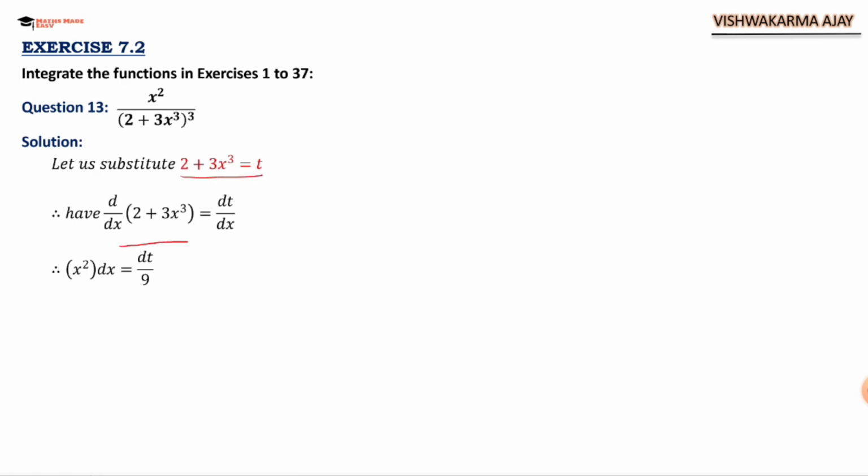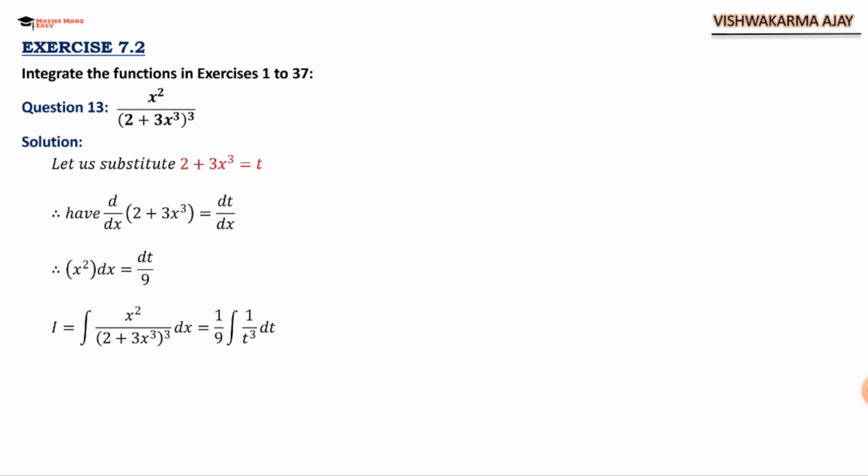x square upon (2 plus 3x cube) to the power 3. Let us substitute this term as t. So in the denominator we have t cube. And how about x square? This will be diminished when we take the derivative of t. Already substituted the derivative, and x square dx can be written as dt upon 9. Okay, let me substitute it.